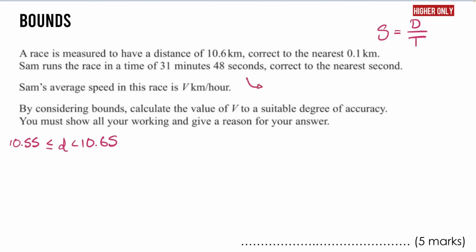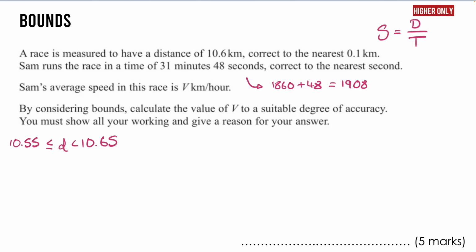Now if we convert this just into seconds so that we have a number that we can actually write a bound for, well 31 times 60 is 1860. So 1860 plus the 48, that gives us 1908 seconds. Now the speed is in kilometres per hour, but that doesn't mean we can't work out a speed in kilometres per second and then just change it into hours. Of course, we just times it by 60 for kilometres per minute and times it by 60 again for kilometres per hour.